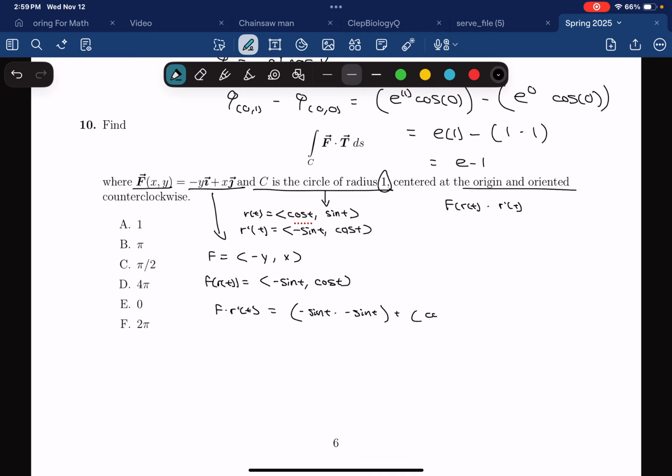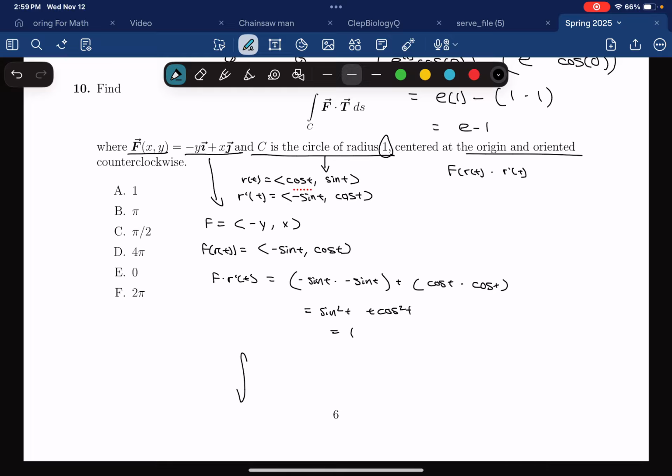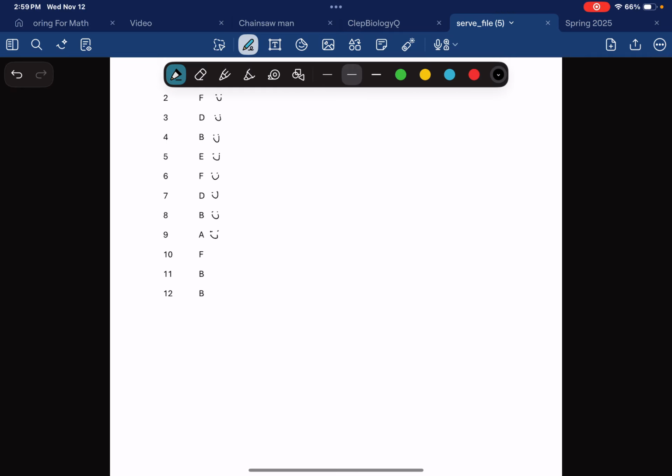plus cosine t times cosine t. Gets you sine squared t plus cosine squared t, which is simply equal to 1. So we know it's a circle and it's oriented counterclockwise, so we know the bounds are from 0 to 2 pi of 1 dt, which means the answer for this one is also simply 2 pi, which is F, and we get a smiley face.